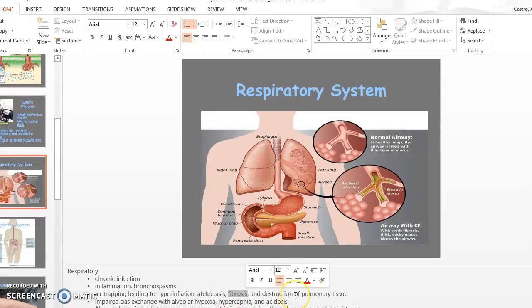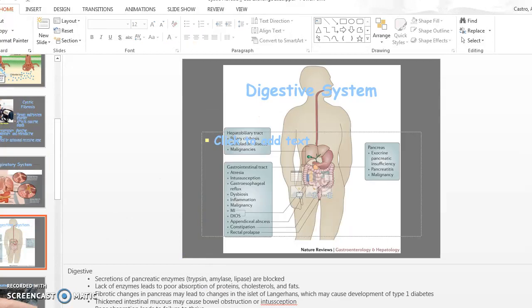Fibrosis, which means over time fibrin builds up, and then the lung compliance itself becomes very stiff, and the resistance is increased due to lack of compliance. We talked about that a little bit in the gas exchange review video. And then a destruction of the pulmonary tissue altogether. So, devastating effects on the respiratory system.